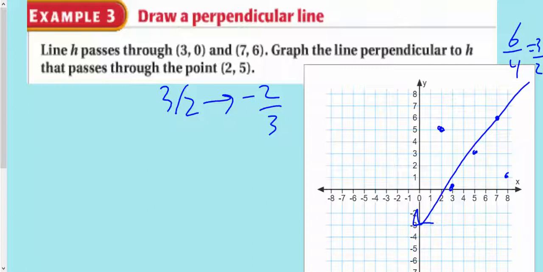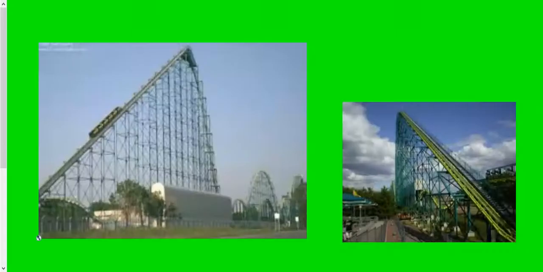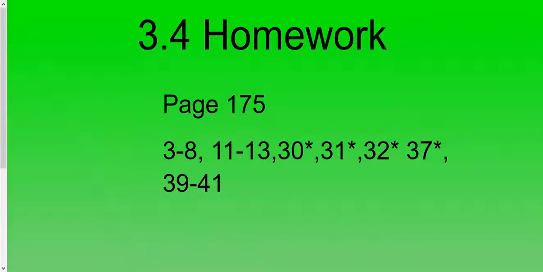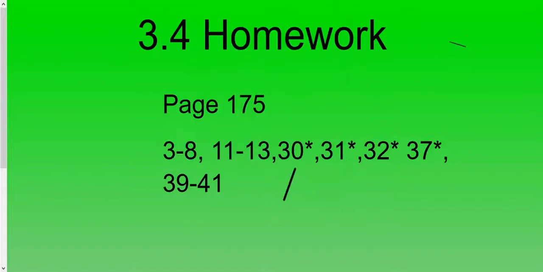And I probably should have used my line tool for this one to show that they're actually parallel or perpendicular. Okay, I'm going to save that for class. This we don't need to do, and there is your assignment. I'm actually going to do this one.